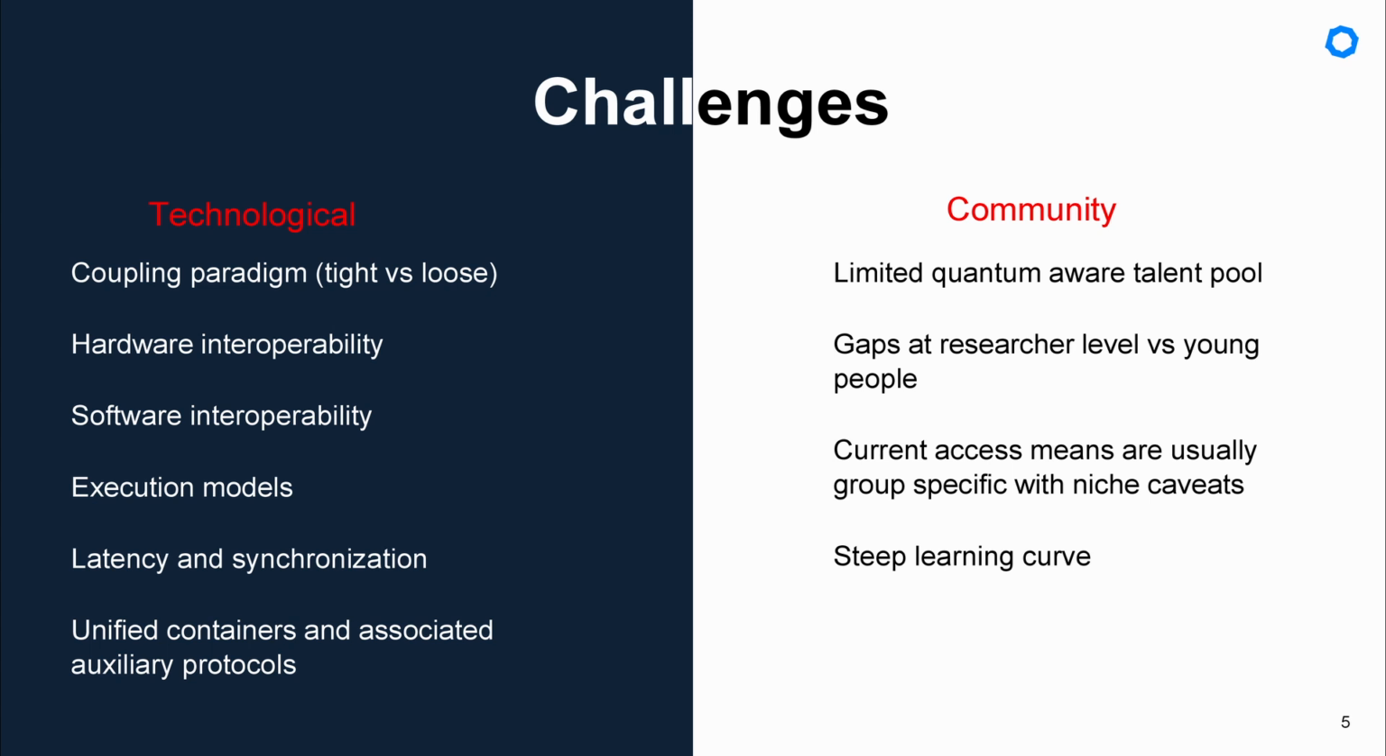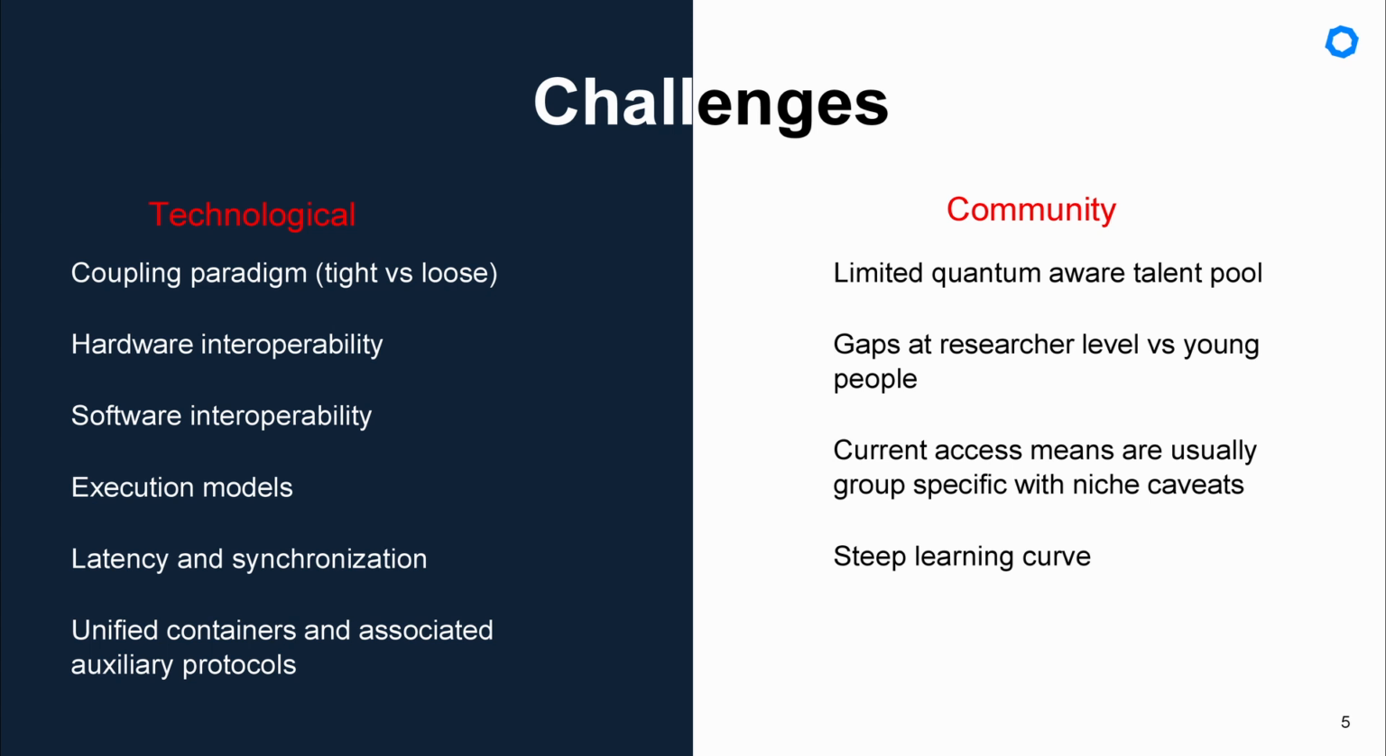With it comes execution models. Even if you have your quantum processor and your classical processor, how are you leveraging the two different resources? That will obviously come with bottlenecks and latency, synchronization. You don't want one system waiting on the other. And coming with this are a bunch of auxiliary routines you'll need: scheduling, unified containers for your hybrid programming environment, et cetera, et cetera.